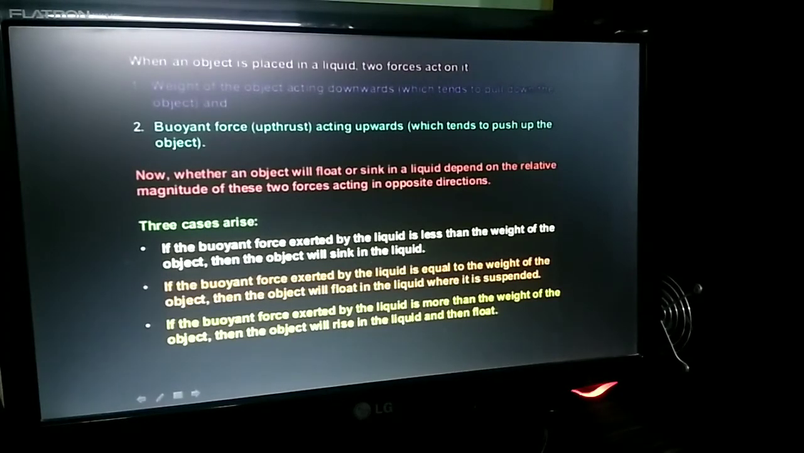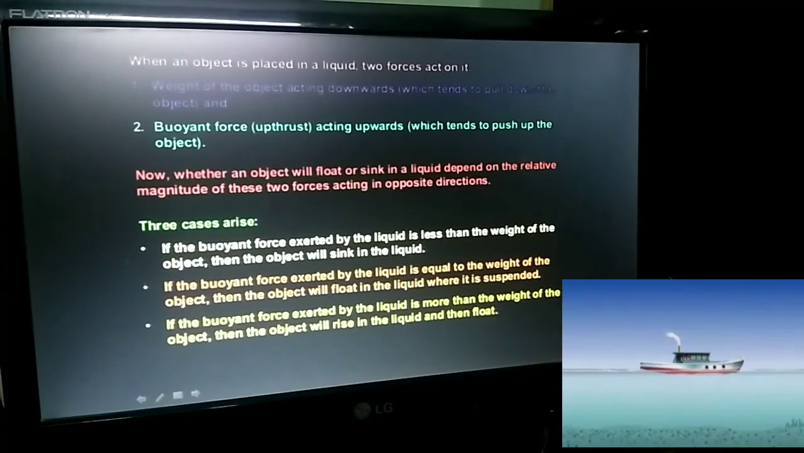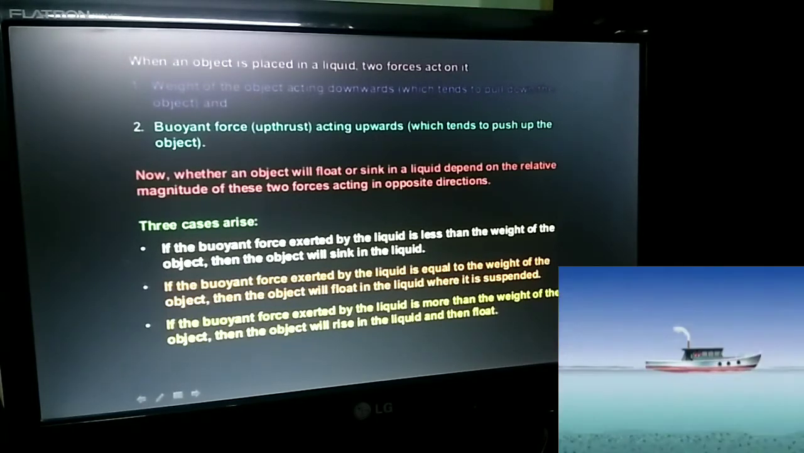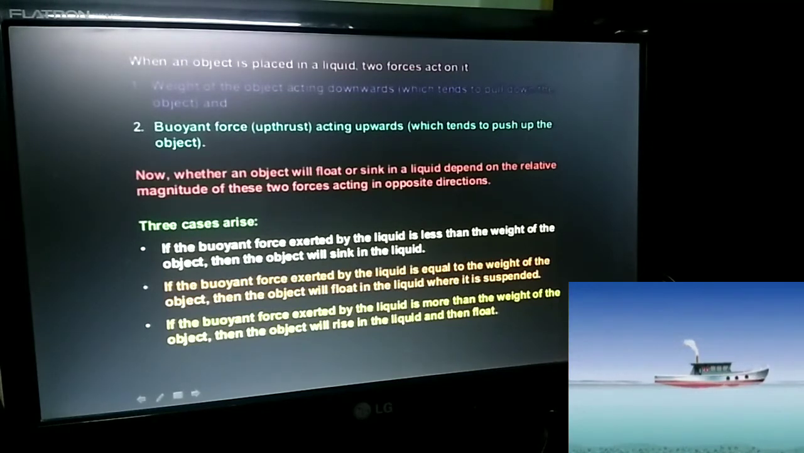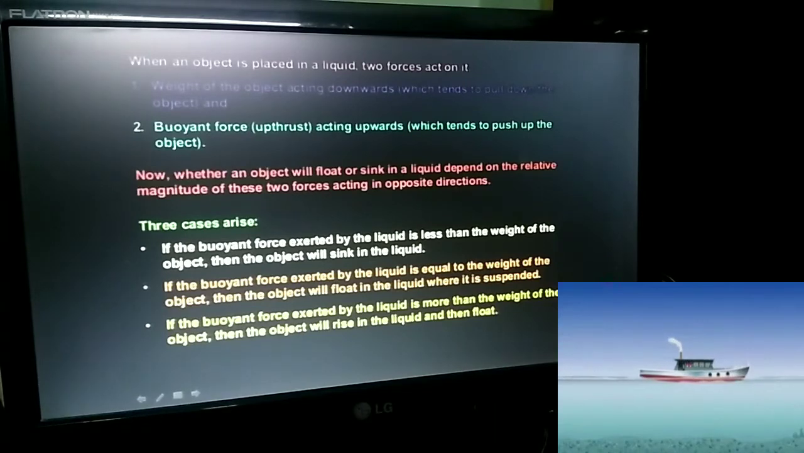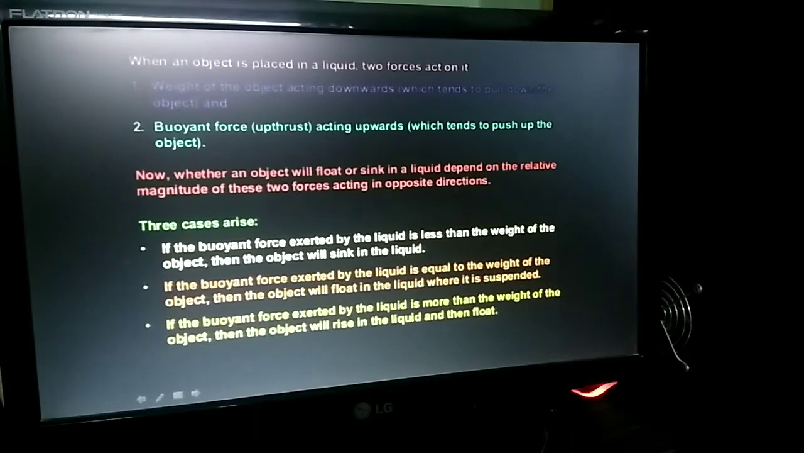When an object is placed in a liquid, two forces act on it. What are the two forces? The weight of the object acting downwards, which tends to pull the object down, and the buoyant force, that is the upthrust, acting upwards, which tends to push the object up. Whether an object will float or sink in a liquid depends on the relative magnitude of these two forces acting in opposite directions. Three cases arise.